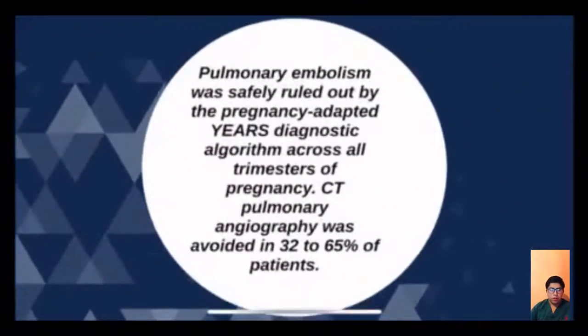Conclusion. Pulmonary embolism was safely ruled out by the diagnostic algorithm adapted to pregnancy in all trimesters of pregnancy. Pulmonary CT angiography was avoided in 32 to 65% of patients. Thank you.